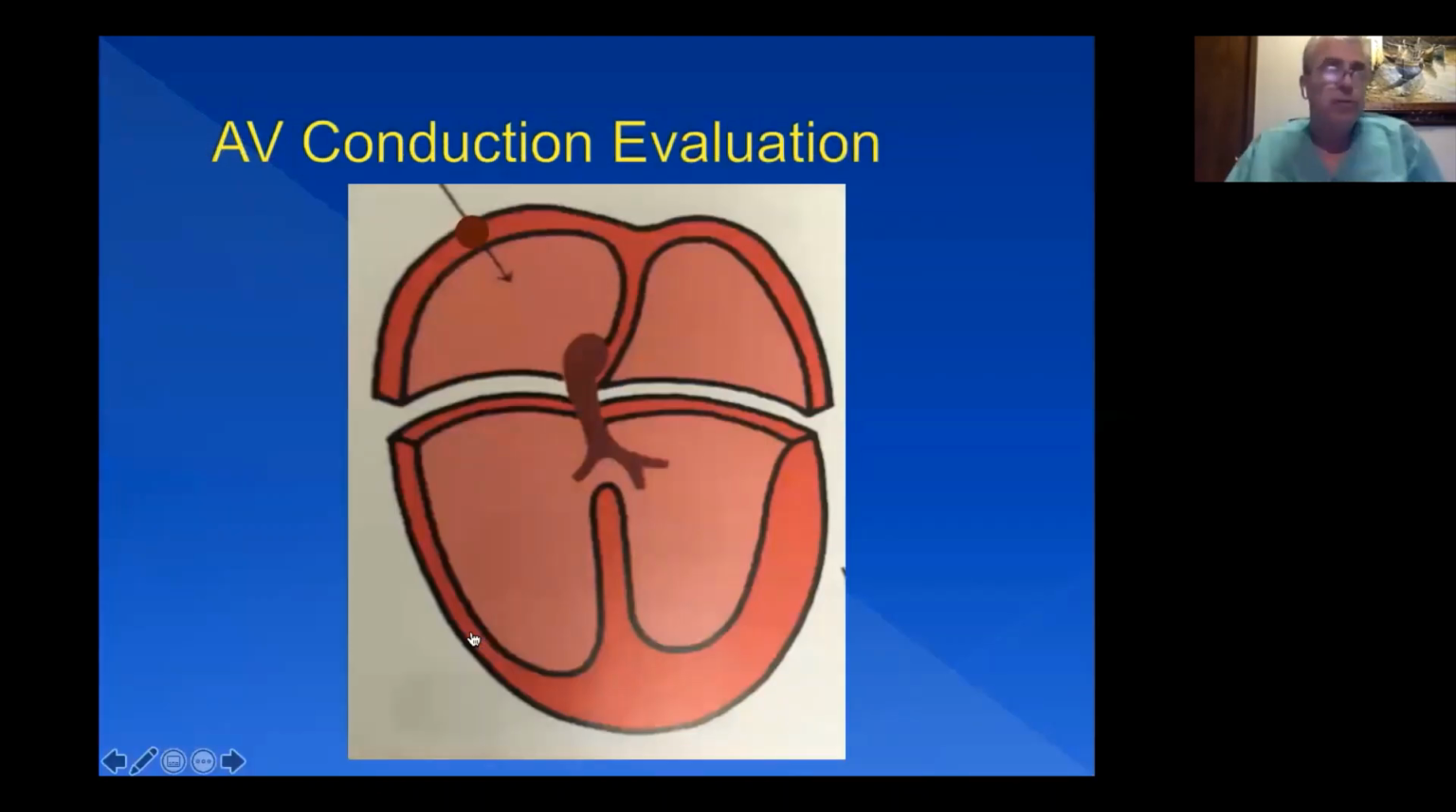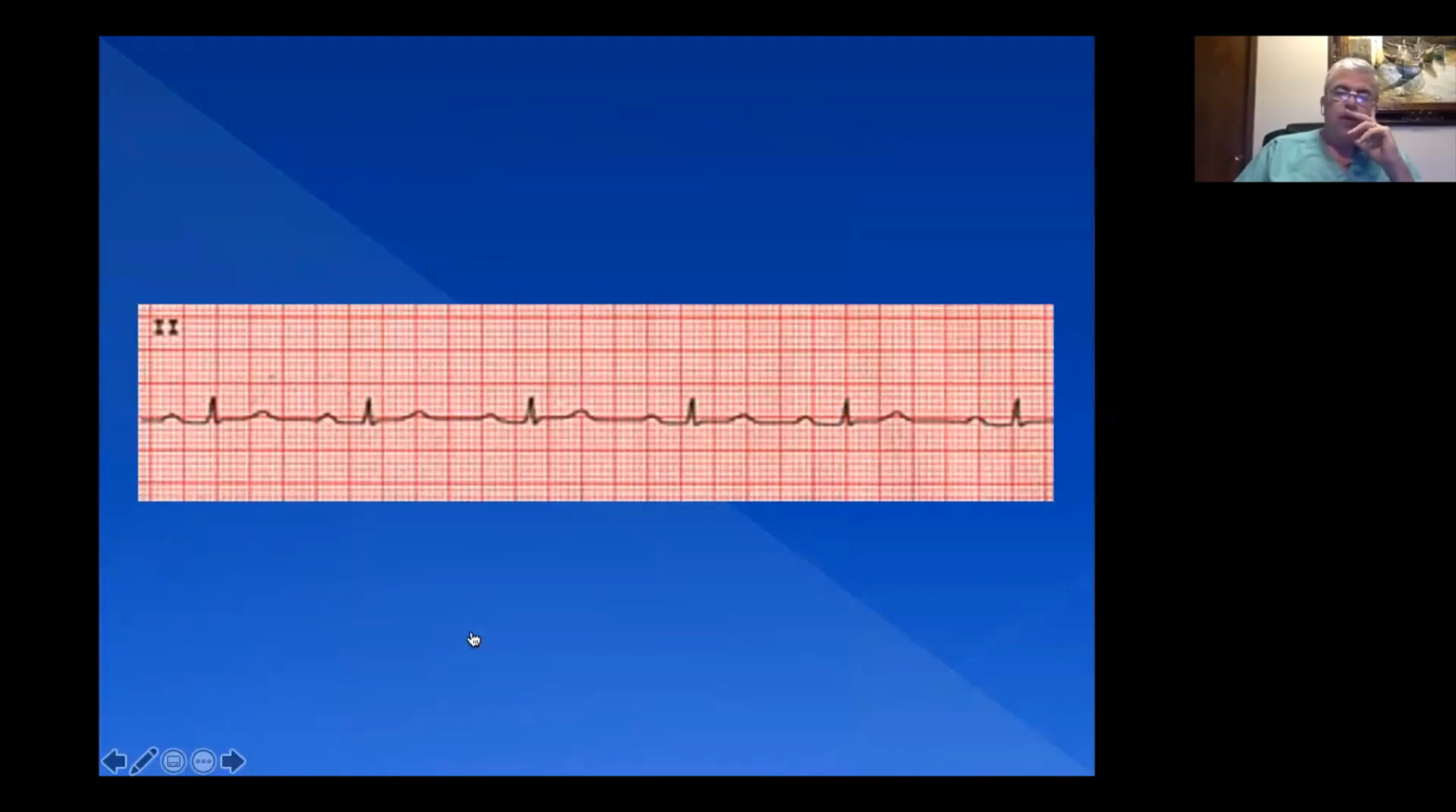The last part, I think we're doing well on time, is evaluating the AV conduction. The AV node gives us the PR segment, and the normal PR interval, we said, should be within 1 square. If the PR interval is longer than 1 square, and if every P wave conducts, we call that first degree heart block.